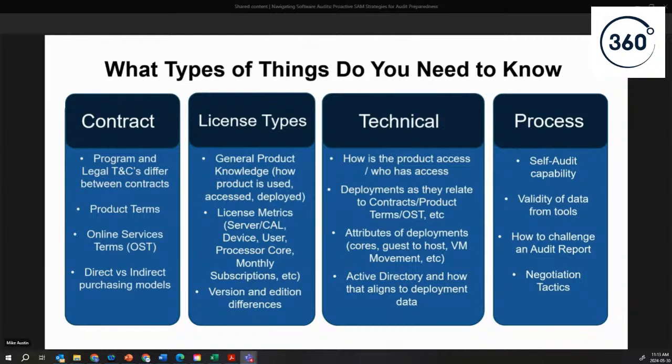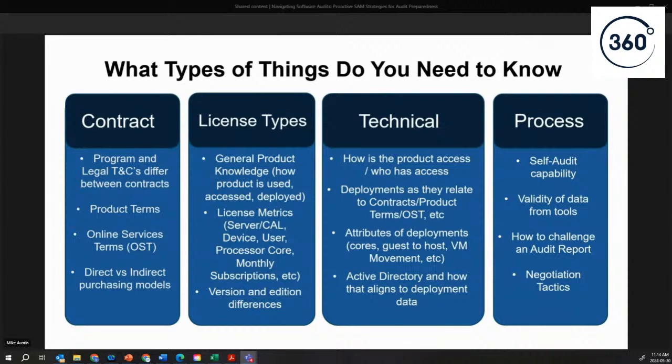You also have to understand the different license types, right? So you have to have a little bit of knowledge on the product, how the product is used, how's it accessed, how's it deployed, what's the license metrics that are used for that? Is it a processor? Is it a core? Is it a subscription value unit? Is it based on the number of gigabytes of storage that are in use? There's any number of license metrics that could be in use by the vendors.